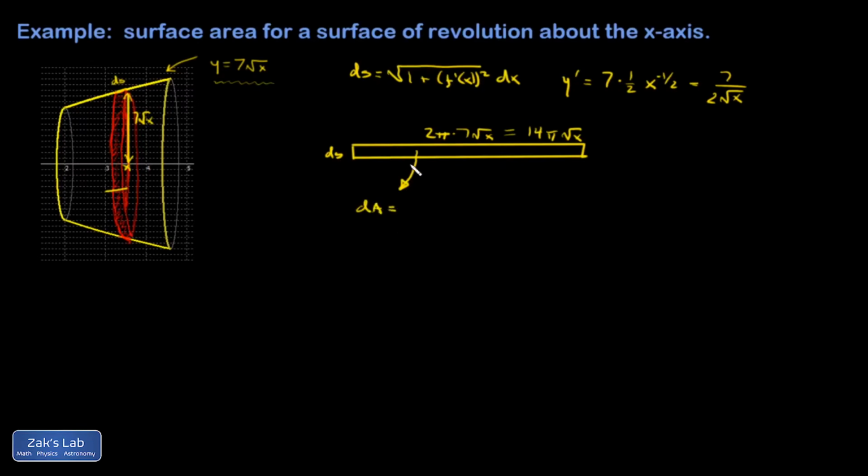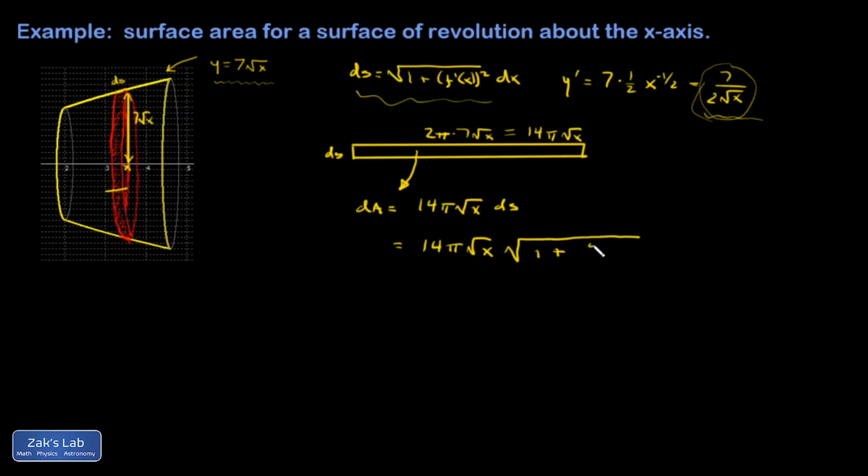So now I'm ready to write down an expression for the differential contribution to the area. We call that dA. And it's just the area of a rectangle. I get 14 pi root x ds. Plug in our ds from over here, including the f prime over here. And I get 14 pi root x times the square root of 1 plus f prime, that's this thing, squared. So I'm going to go ahead and square it while I'm at it.